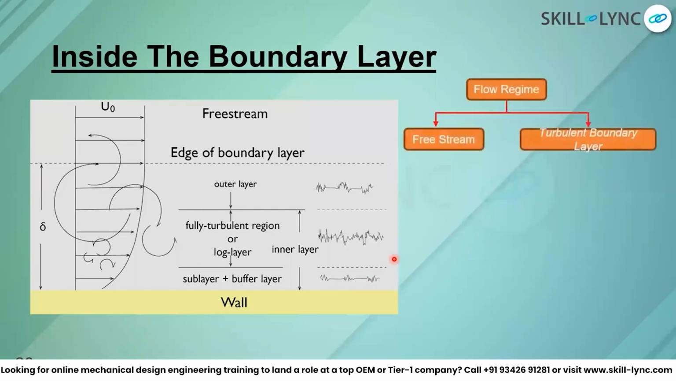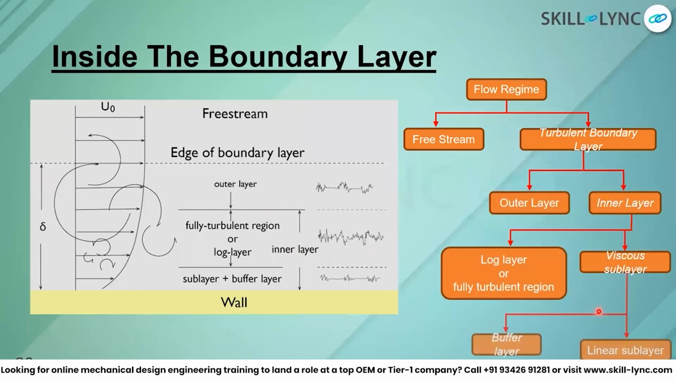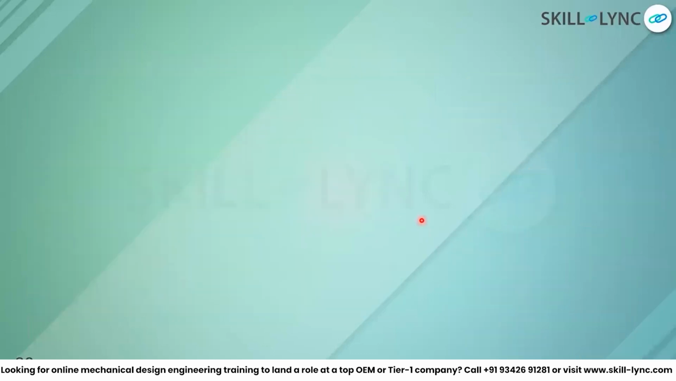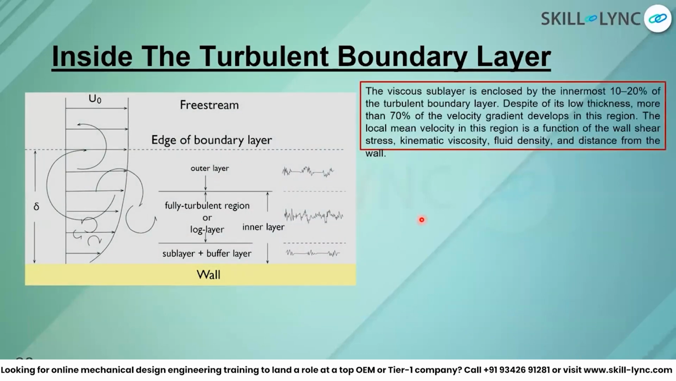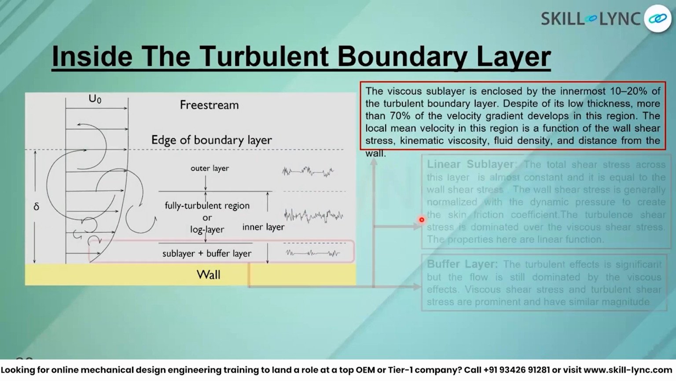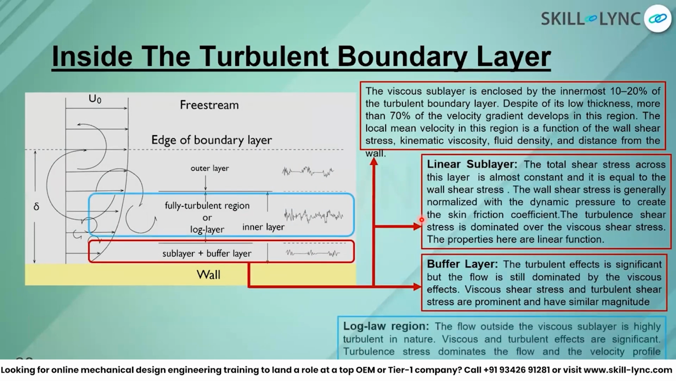So in the flow region, we have a free stream over here, and then we have a turbulent boundary layer, and then of course in the turbulent boundary layer, again we are subdividing into all these categories. Now, what's happening in fact in the turbulent boundary layer? I'm not going to read all the text.